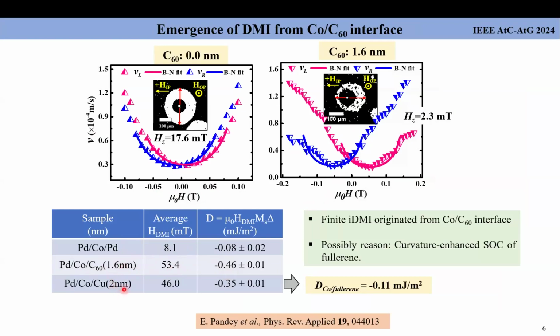also by preparing a control sample, we found out that the cobalt C60 interface gives rise to a finite DMI that is 0.1 millijoule per meter square.